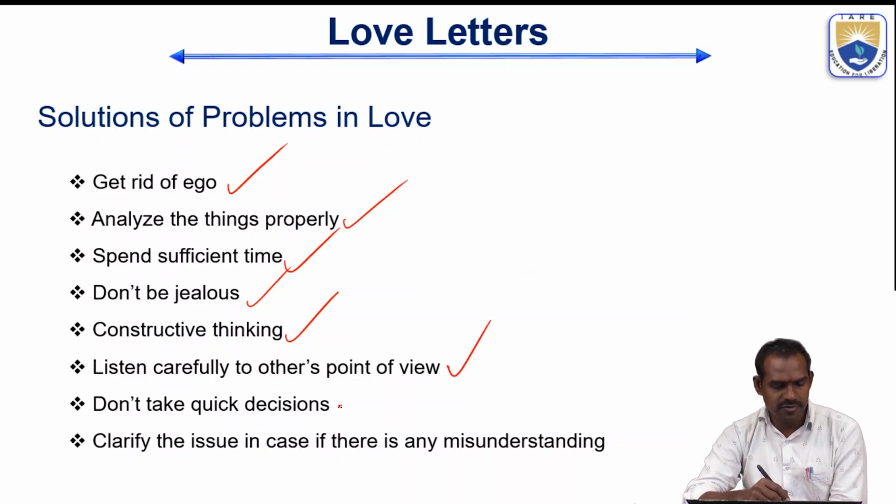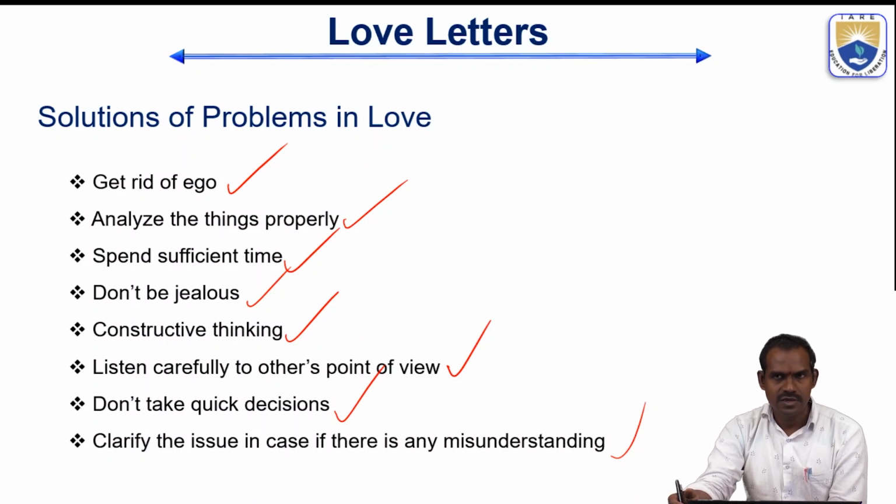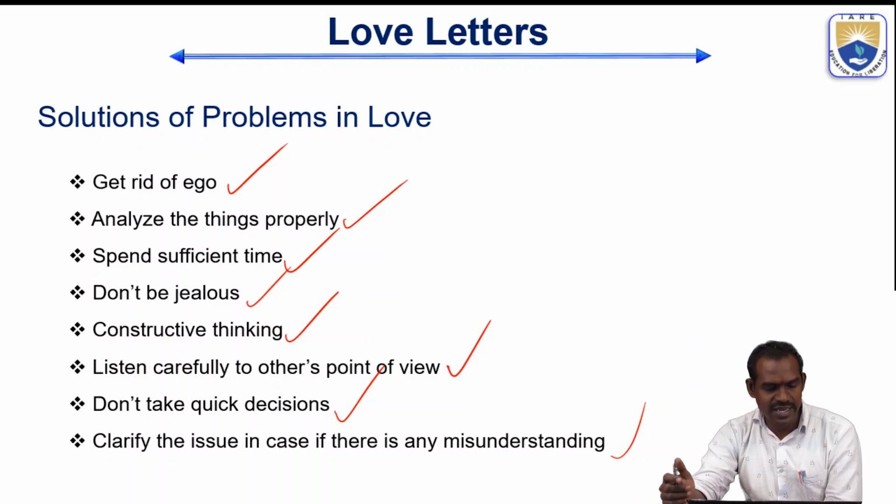And one should not take quick decisions. Quick decisions lead to problems in love. So to avoid problems in love, one should not take quick decisions. Decisions should be taken slowly and properly. And finally, one should clarify the issue if there is any misunderstanding in the relation between the genders of opposite type, male and female. To avoid problems in love, one should clarify the issue to the other gender if there are any misunderstandings.